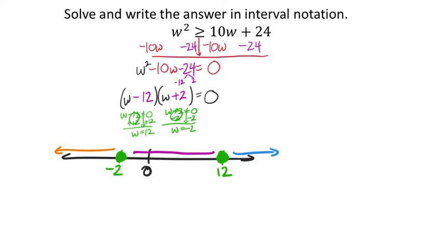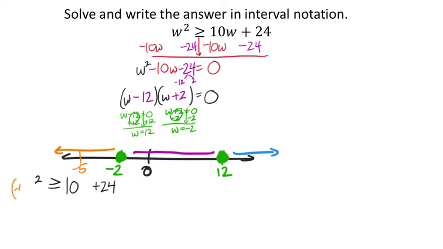So mine shows w squared should be greater than or equal to 10 times w plus 24. Now I just need anything to the left of negative 2. This time, just because we've done it before, I'm going to choose an easy value to work with, negative 5. Negative 10 also would be a pretty easy one to work with, right? But I'm choosing negative 5.